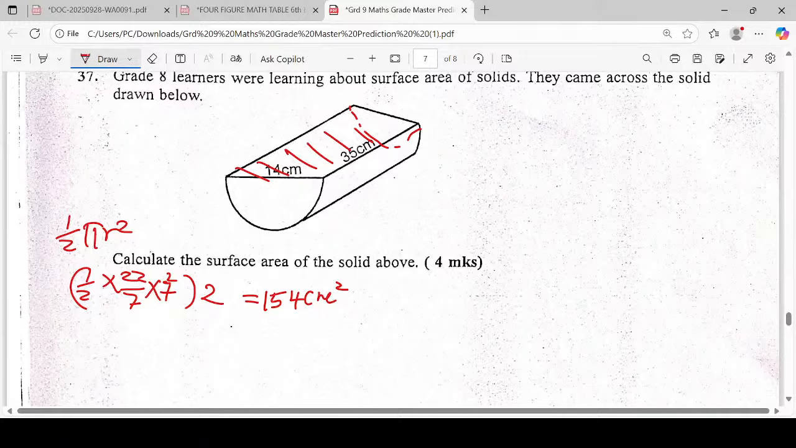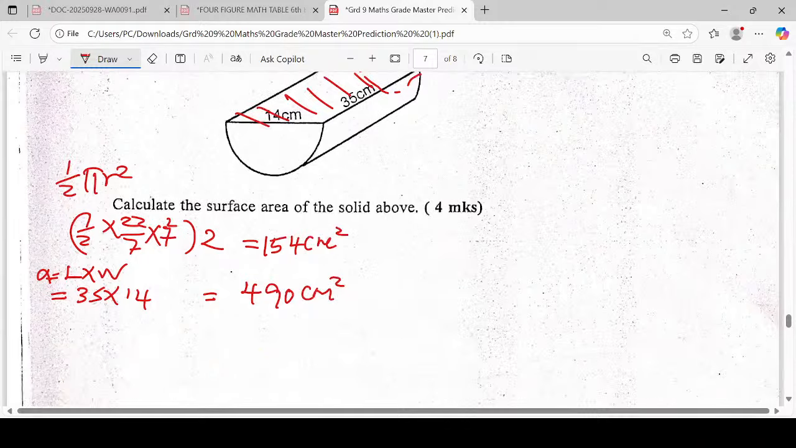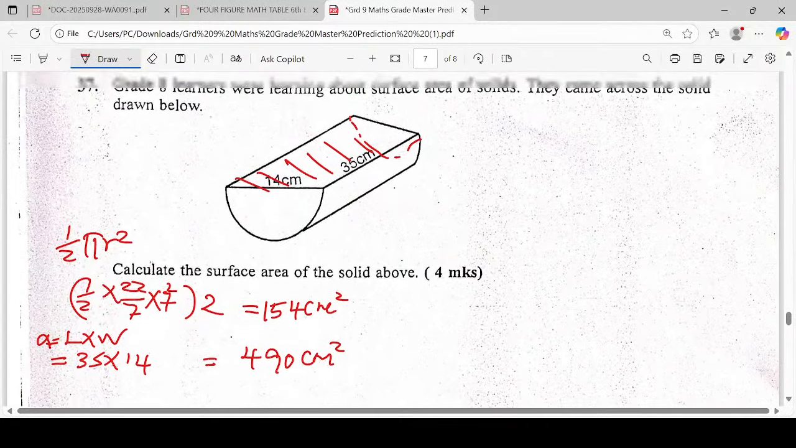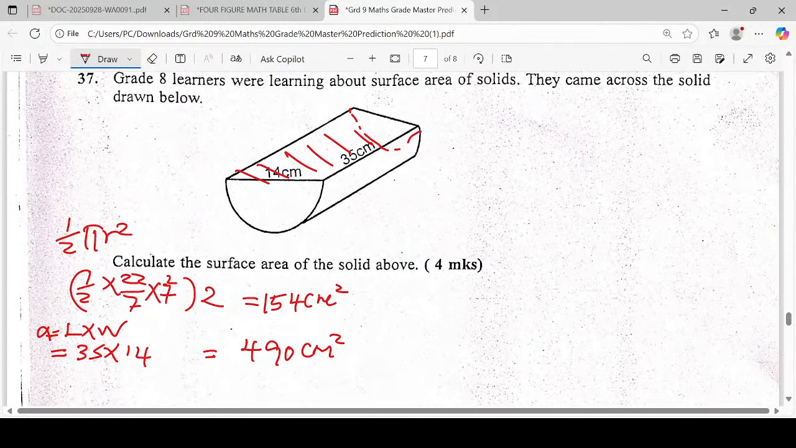Then when you look at this top here, the top is rectangular. Area of a rectangle is given by length times width. So the length is 35 times the width, which is 14. When you multiply that, learners, 35 times 14 is 490 square centimeters.